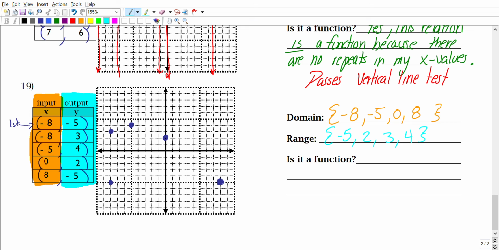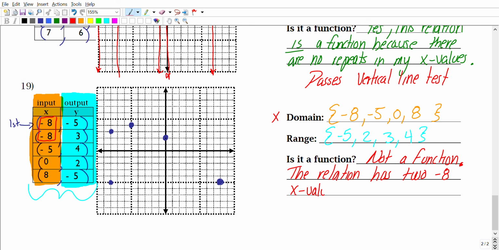Okay, so like before on the last problem, we have multiple ways of figuring out whether or not this is a function. You can either look at your table of values here, or you can tell me, according to this graph, whether or not it is a function. So right away, again, our criteria is if our x values have a repeating number, a repeating x value, then we do not have a function. In order to be a function, it has to have unique x values. So right away I notice I have 2 -8s in my x values, so automatically this is not a function. You can extend that answer by saying the relation has 2 -8 x values.